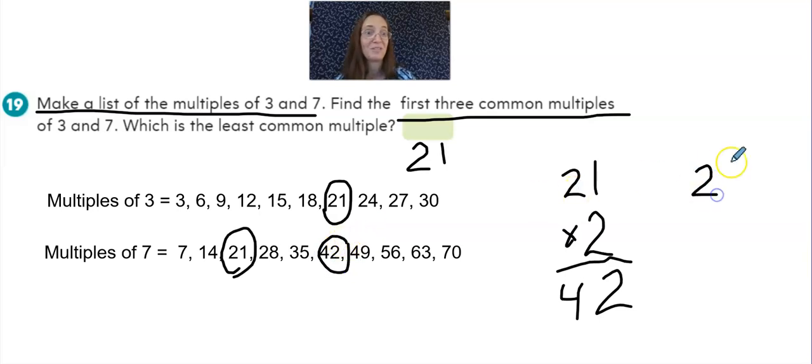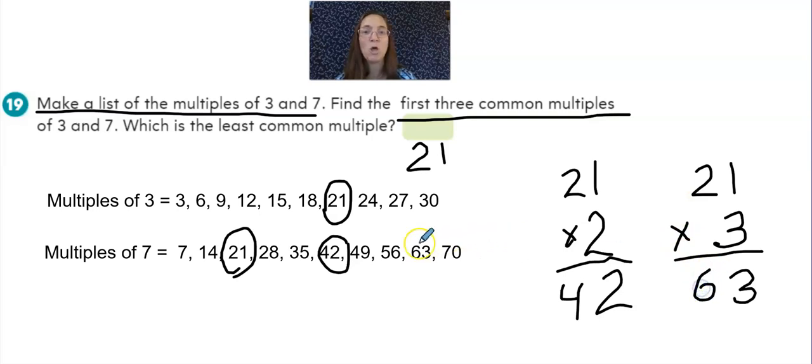What about taking 21 and multiplying that times 3? We know that 3 and 7 are factors of 21, so 21 times 3 will also give us a common multiple of 3 and 7. 3 times 1 is 3 in the ones place. 3 times 2 is 6 in the tens place. Wow! So we can also use long multiplication to help us find multiples.